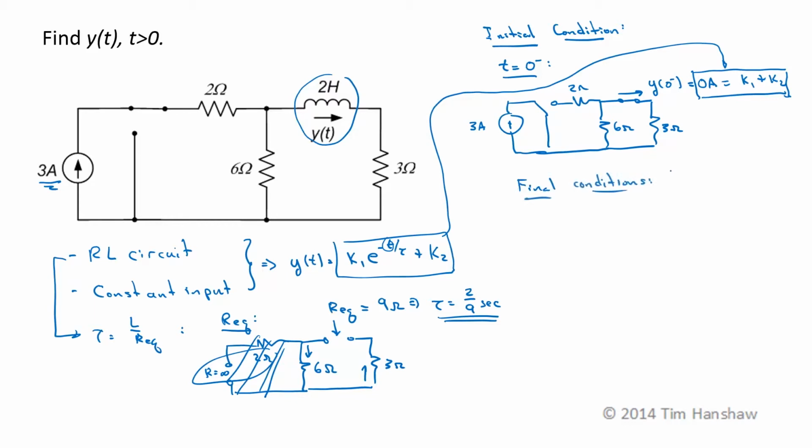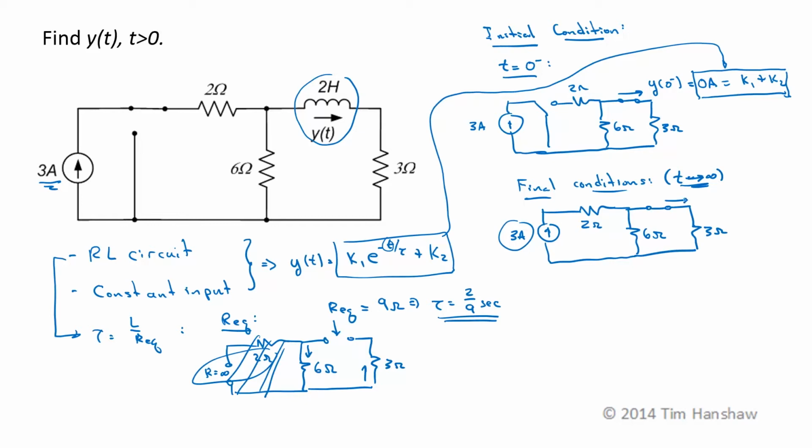Final conditions. So these are set up as t goes to infinity. We have the 3 amp current source connected through a 2 ohm resistor with a 6 ohm resistor. Again, as t goes to infinity, with this input being a constant, the inductor is going to look like a short circuit. Here's our other 3 ohm resistor, and this is y at infinity. So this is just a current divider. So y of infinity is going to be the total current, 3 amps, times the resistance in the other leg, 6 ohms, over the sum of the two resistances, 6 ohms plus 3 ohms, which is going to be 2/3 of 3, which is just 2 amps.